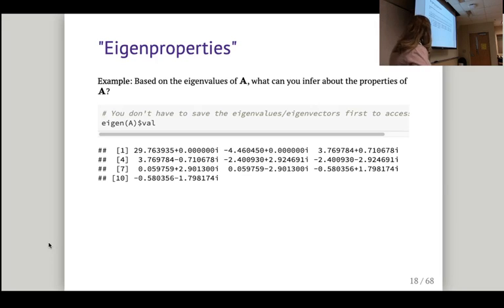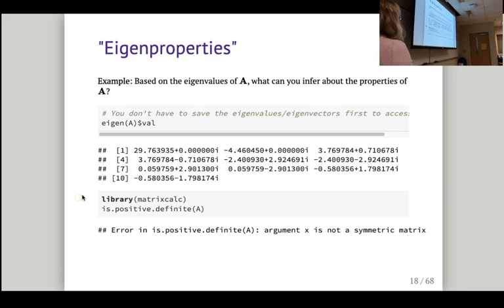So based on the eigenvalues of A, what can we infer about the properties of A? Well, looking at these eigenvalues, they're complex, so A probably is not symmetric positive definite. None of them are repeated, so A may be full rank. In fact, we can check whether or not A is positive definite, and it is not.